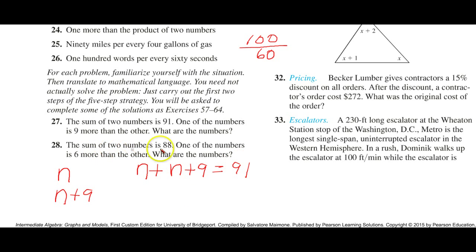And here the sum of two numbers is 88. One number is 6 more than the other. See that this one is the sister of that. This was the odd; the answer's in the back of the book. This one, the answer isn't there. So again, the first number is n. The second number is 6 more than that. And the sum is 88.